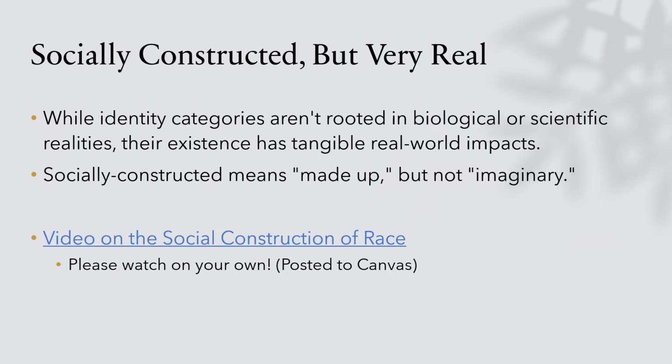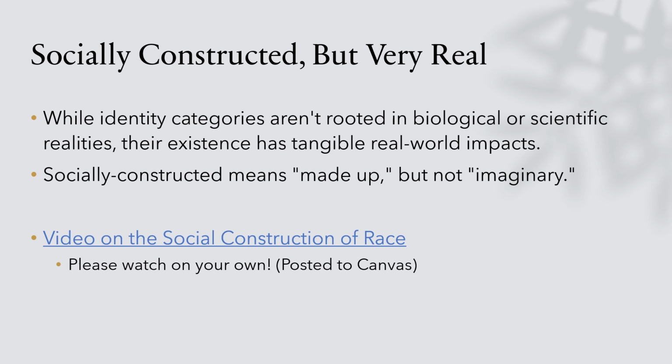Now, a lot of those identity categories are social constructs. Gender, race, ethnicity, class, all of these different things are labels that we have created as a culture, as a society, and so while they're not necessarily rooted in anything biological or scientific objective reality, the existence of these categorizations has really real-world impacts. So just because something is socially constructed, it is made up, it is created by humans, but it's not imaginary. The impact of these categories is very, very real.